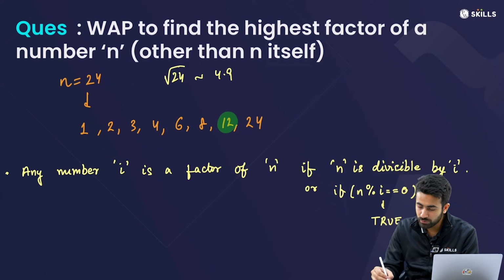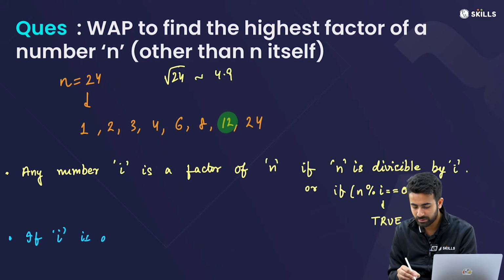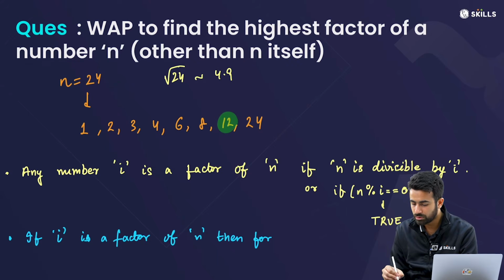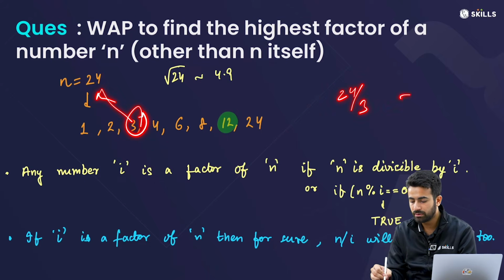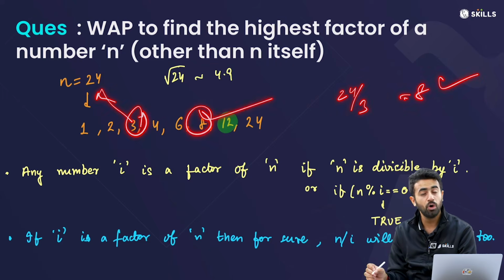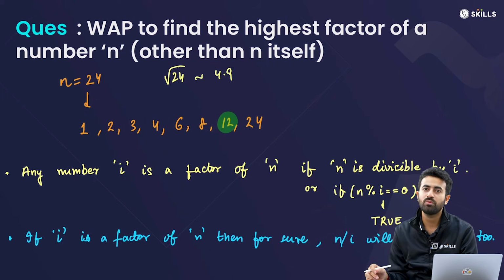There is one more very beautiful statement. If I is a factor of n, then for sure n divided by I will also be a factor too. For example, if 3 is a factor of 24, then 24 by 3 is also a factor. Always. This is always true.